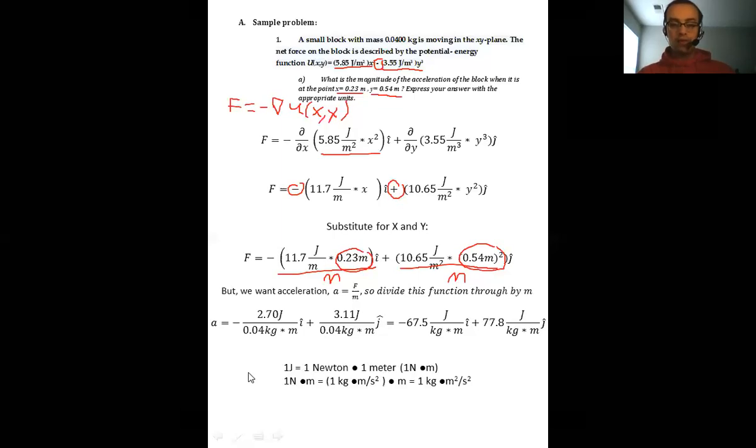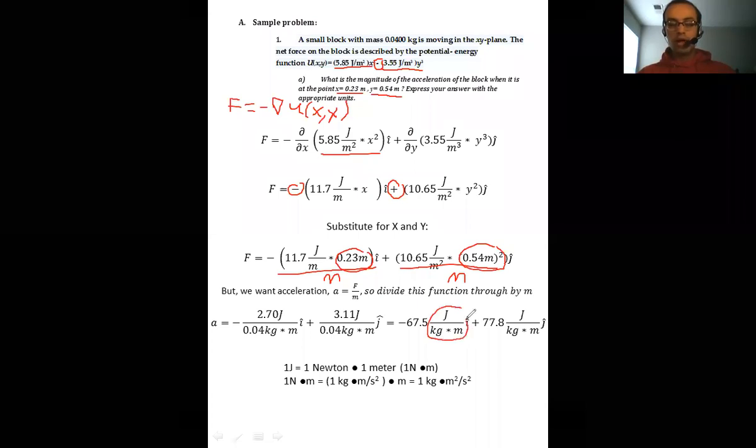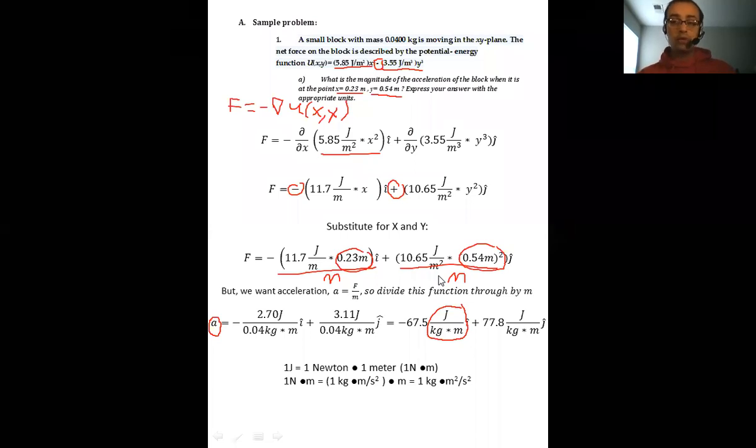Now, this is kind of a weird unit. When was the last time we saw joules over kilograms times meters? And acceleration we're expecting to see in meters per second squared. So just as a sanity check, and to make sure that we're not making things up, we want to make sure that this unit here, joules over kilograms times meters, actually translates to what we know acceleration to be, which is meters per second squared. How do we do that?